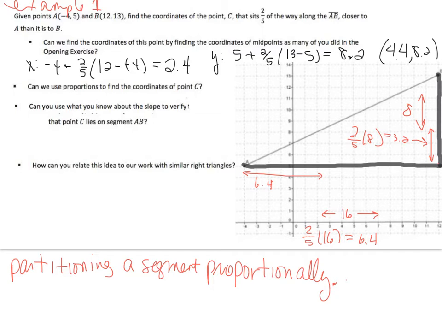Oh, let's erase that over there. So if I go over 2.4 and up, I'm about right there. That's awesome. That's my ordered pair. 2.4, 8.2. Phew. Can you use what we learned about slope to verify that point C lies on segment AB?